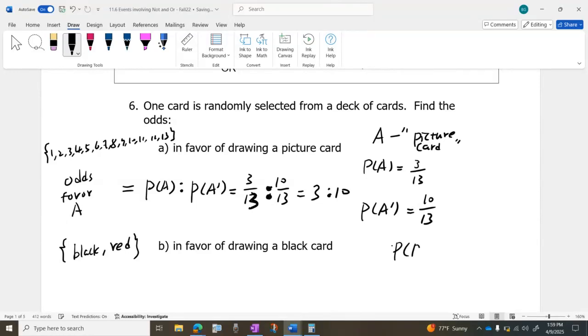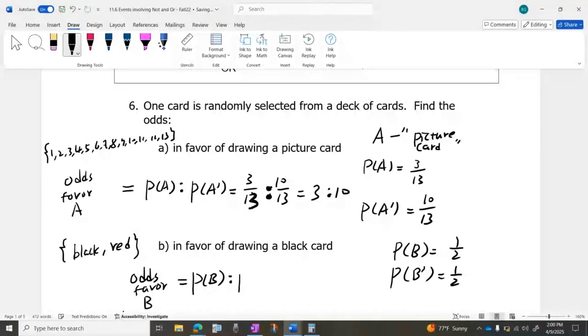That makes finding the probability very easy. Chance of getting a black card, half. Chance of not a black card, half, right? So the odds in favor of getting a black card equal P of B to P of B prime, which is a half to half, 1 to 1. The odds of getting a black card is 1 to 1. Like the chance of getting a black card and the chance of not getting a black card is the same.